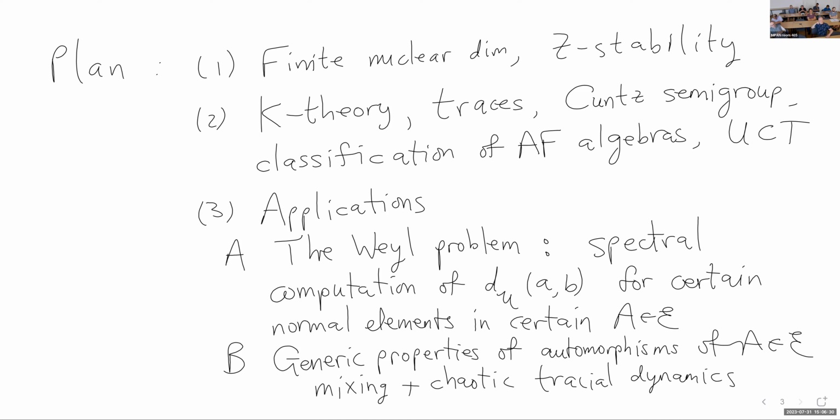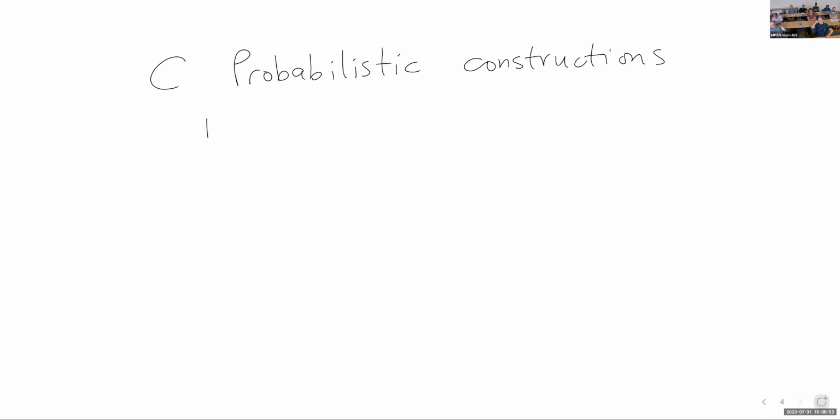Okay, so that's the second application, and then the third application is my new favorite thing, something probabilistic. So I'll tell you about some probabilistic constructions. So I'll try to make sense of the question and then try to answer it. What is the probability that a C-star algebra is isomorphic to the Jiang-Su algebra, given that it is in the classifiable category and it is KK equivalent to the complex numbers?